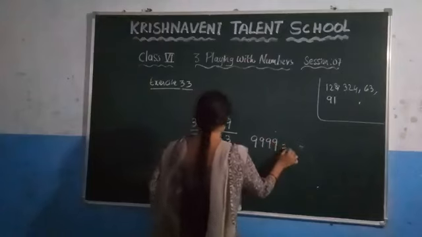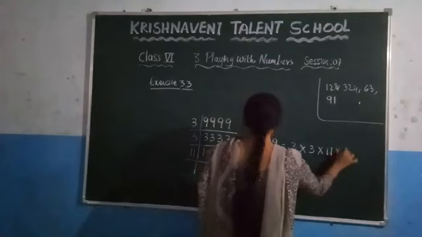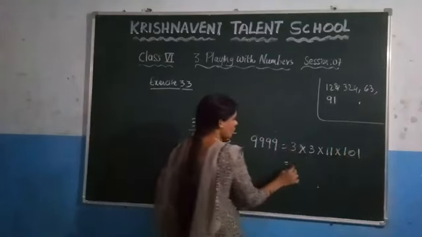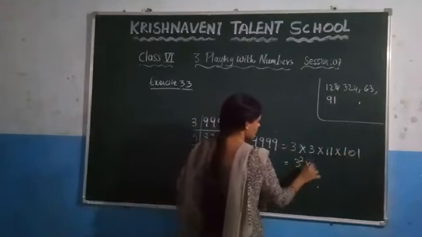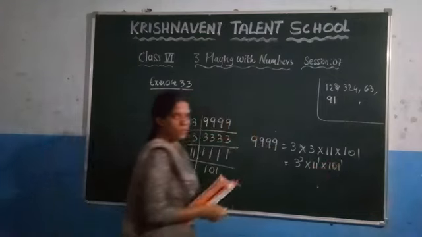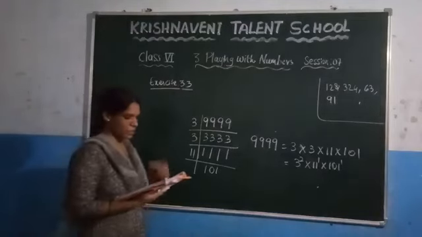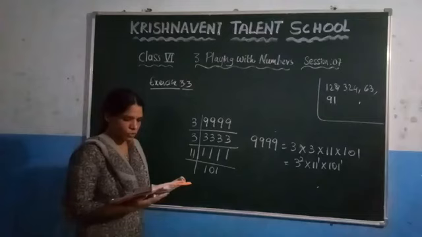So here, how you can write 9999? You can write this one as 3 into 11 into 101. Now how many times 3 is repeated here? 2 times. 11 is repeated 1 time and 101 to the power 1. This is the third question, and see the last question in this exercise. This one you can do it as a homework.